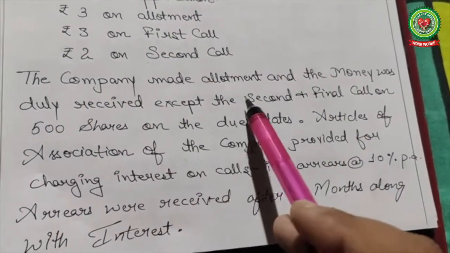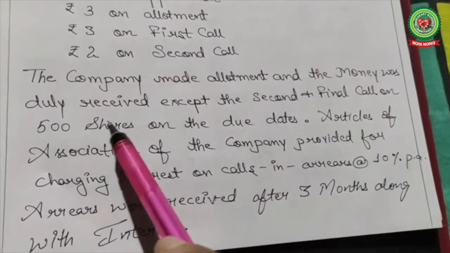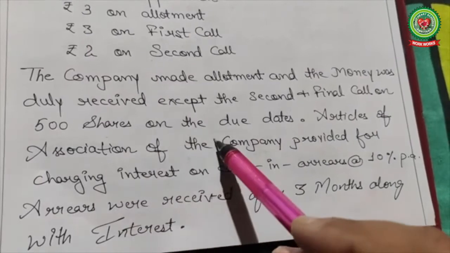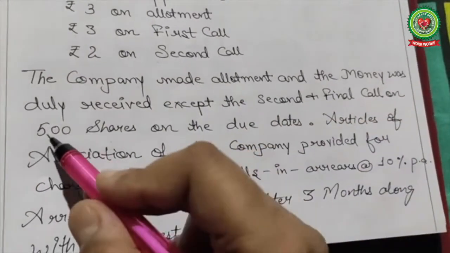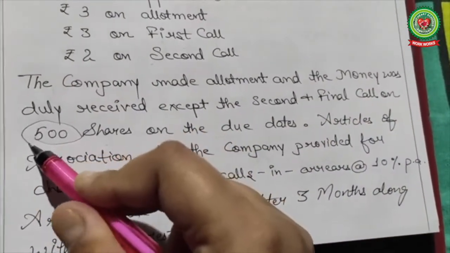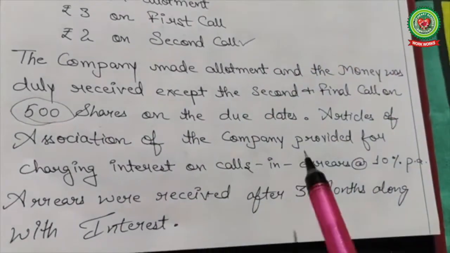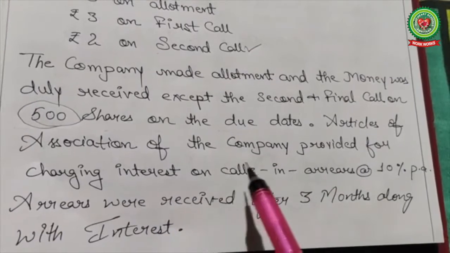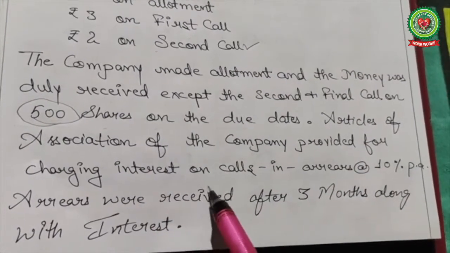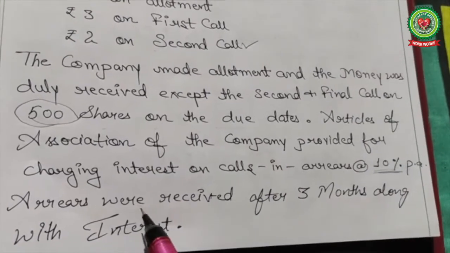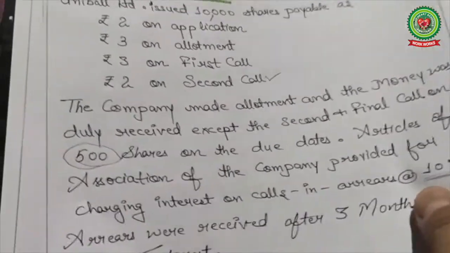The company made the allotment and the money was duly received except the second and final call on 500 shares. So here on 500 shares the second and final call of ₹2 was not received. The Articles of Association of the company provided for charging interest on calls in arrears at 10%. So find out the answer.